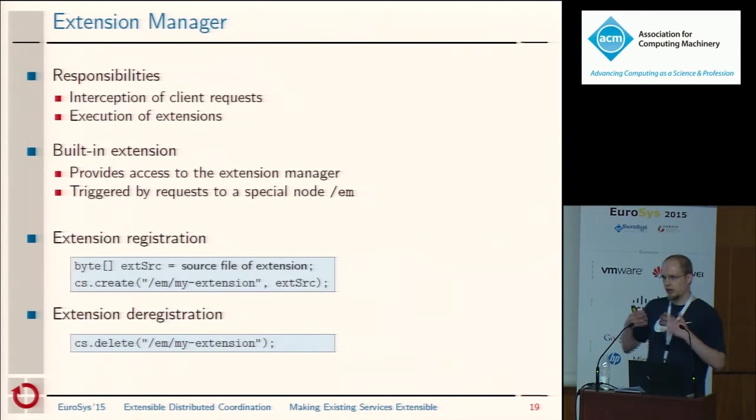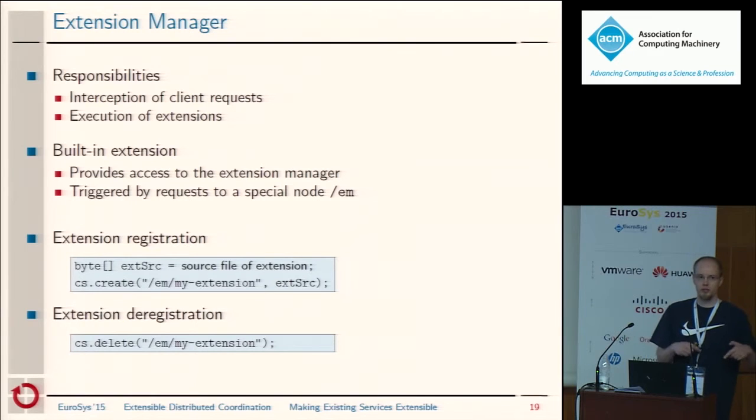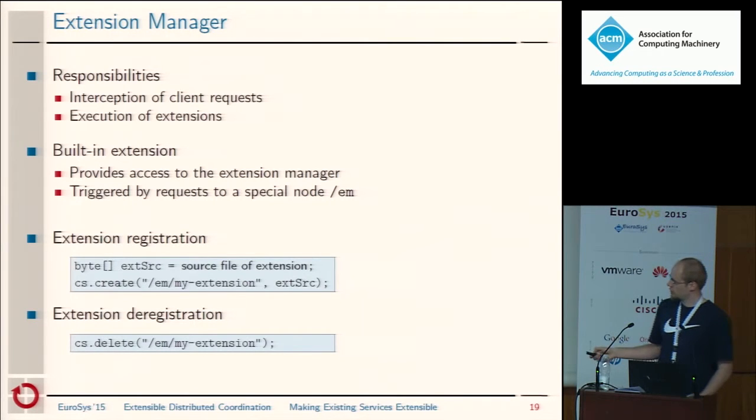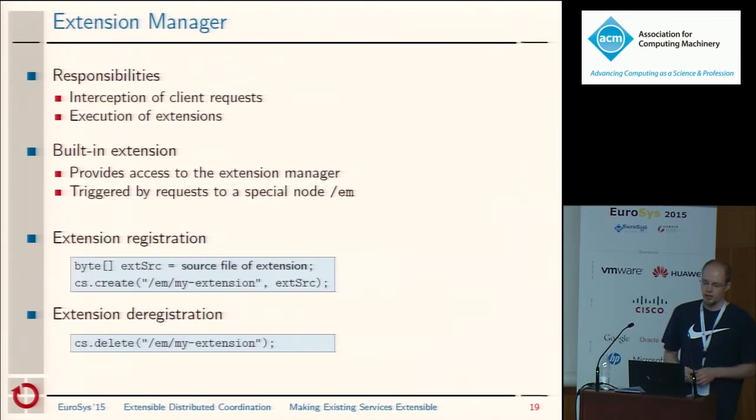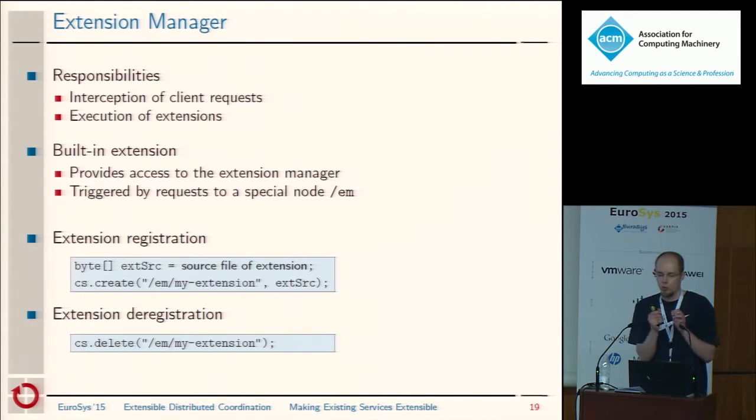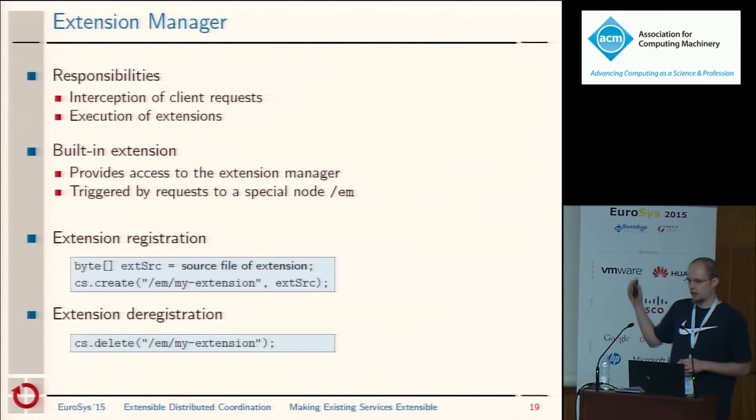So for these cases where a client actually needs to communicate with the extension manager, we've created a built-in extension which is hardwired into the service and which provides a special node. In the case of Extensible ZooKeeper, this is /em, through which a client is able to communicate with the extension manager. So for extension registration, the client takes the source file of the extension, which contains the code to be executed when the extension is triggered, as well as some configuration information on when the extension should actually be triggered. So in the example I showed you, it would say, okay, for a node next, if the getData method is invoked, please trigger this extension.